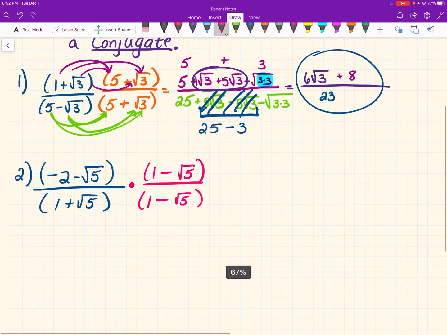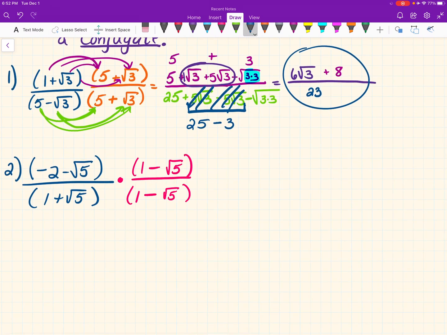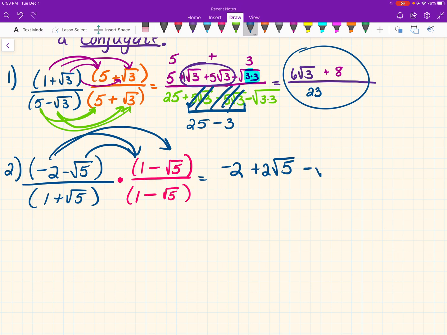Okay? Now we FOIL. And be careful with the FOILing. This is a lot of work. Negative 2 times 1 is negative 2. Negative 2 times a negative root 5 is a positive 2 root 5. So we still have negatives and positives to be concerned about here, so you've got to be careful. Then we have a negative 1 root 5, or just a negative root 5, or you can put the 1 in front of it. And then we have a negative times a negative, which is positive, and that's root 5 times root 5.